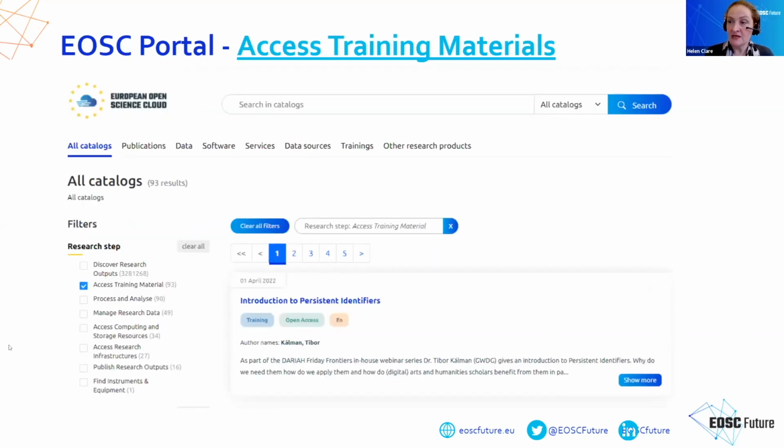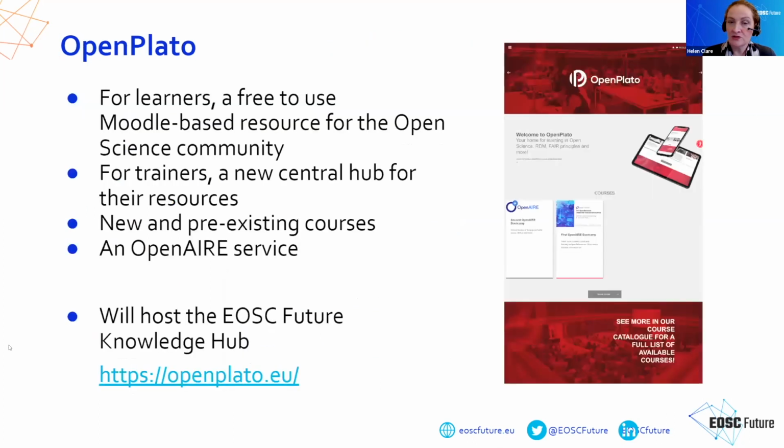So in terms of the EOSC portal, that is where you go to access the training material catalogue. There is a separate filter which allows you to access training materials, and some of you will have been using that earlier this week. That can be all different types of materials. It could be just a single resource, or it could be a course, or it could be a whole service devoted to training.